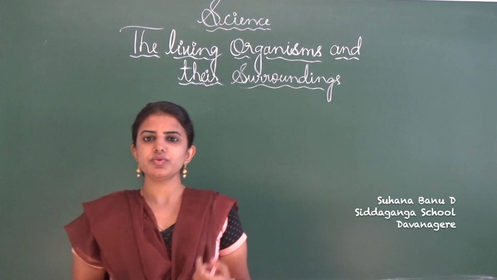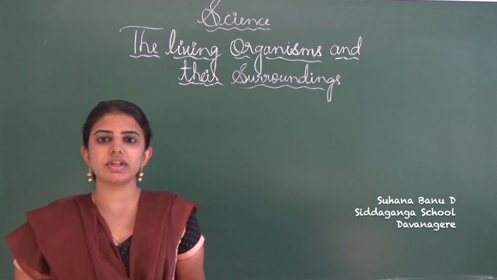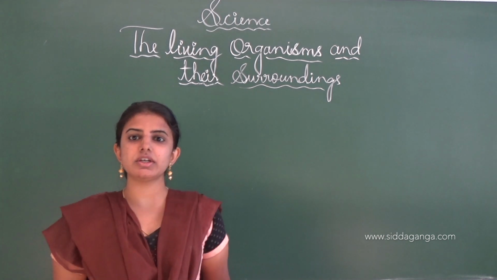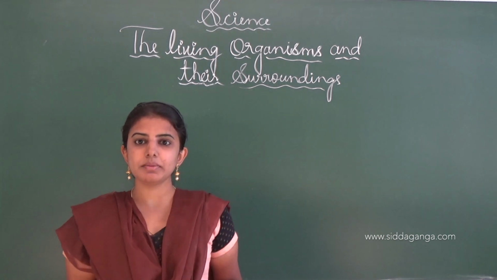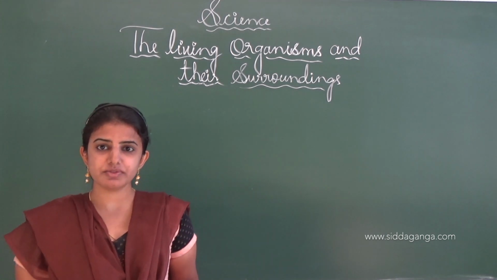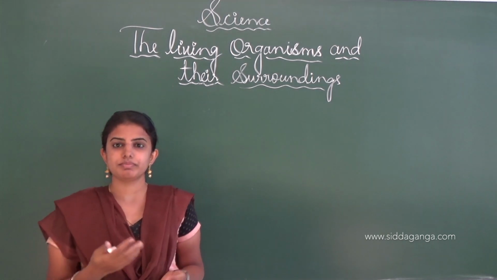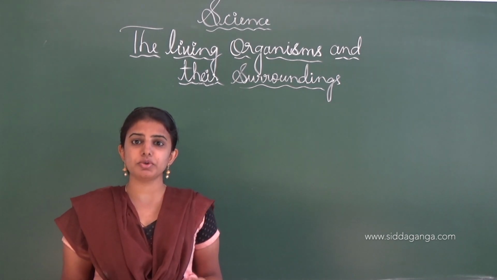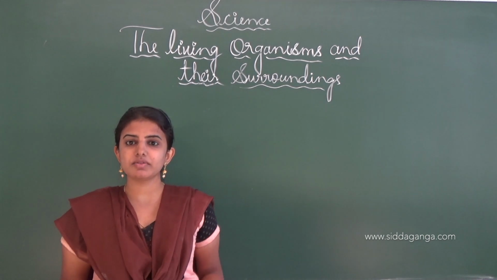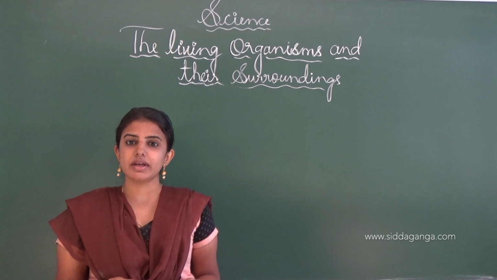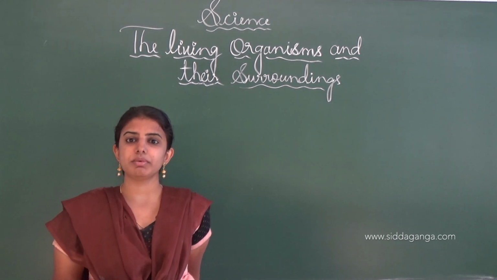Hello my dear students, we have been discussing the chapter, the living organisms and their surroundings. In the previous class we learnt about the different types of animals which are adapted to such climatic conditions and features. Some animals adapt to live in the desert region, some adapt to live in the mountain region, and some adapt to live in the grassland, where we learnt about the lion as well as the deer in the previous class.